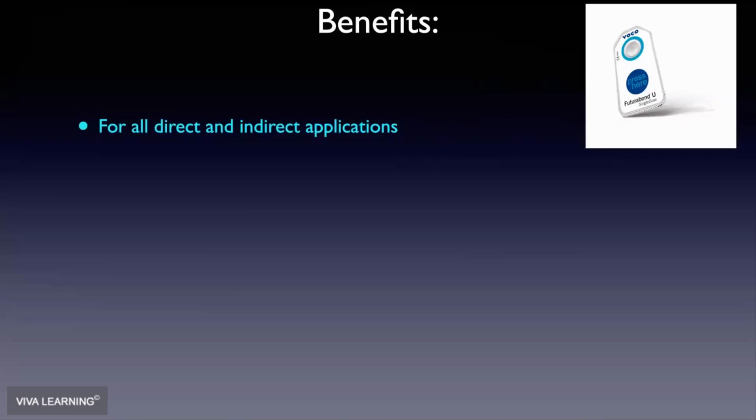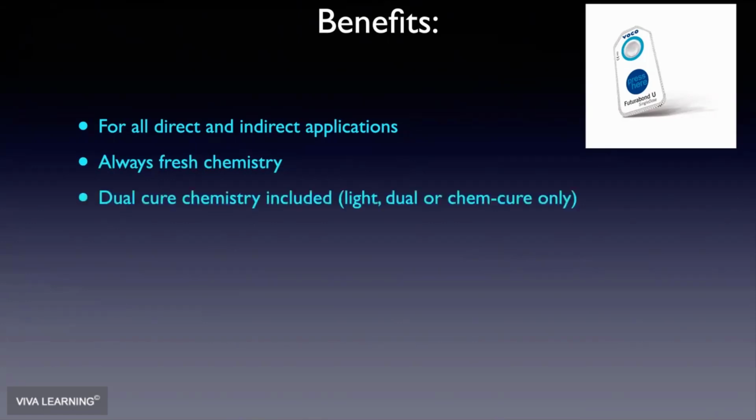Something like a Futurabond U, a universal adhesive, what makes it simple and easy to use, where we can get good adhesive rates, is that it works across all aspects of dentistry. You can use it for direct or indirect. We talked about, because it's a very well-sealed blister pack, that it's always going to have fresh chemistry. One of the big things that puts it ahead of a lot of the other universal adhesives is that it's got the dual cure chemistry built in.